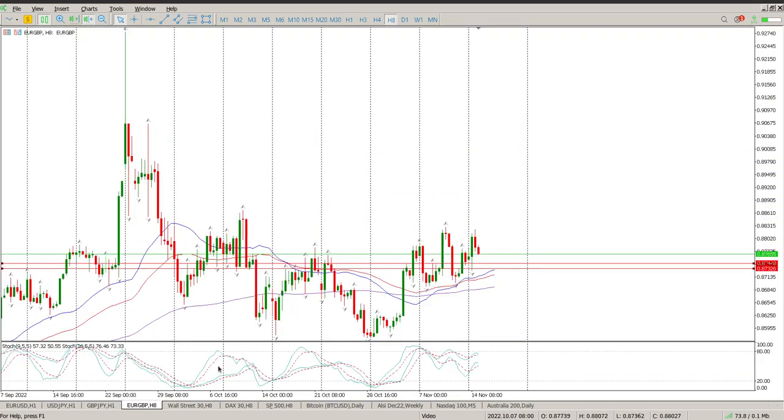Moving on to Euro British Pound. This one, London breakout, excuse me, did play out. We are still in an upward trend here. Oscillator's not helping us. We're kind of just going sideways. So this area here is pretty much just our range at the moment.